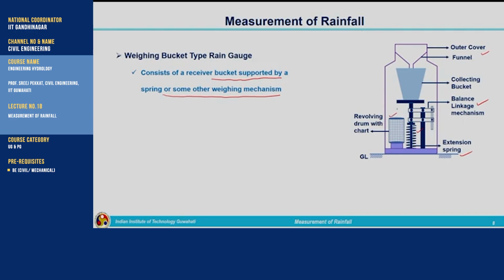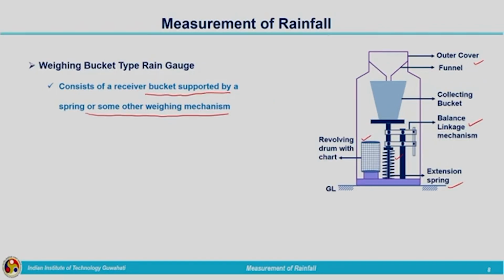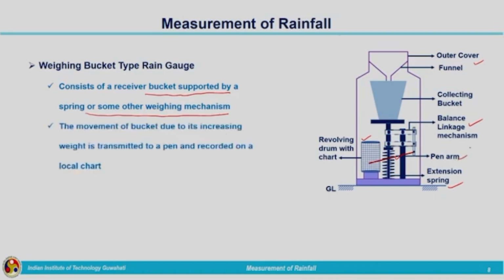This is a revolving drum, that is the cylindrical drum. On that, a chart is attached. On this chart the rainfall readings will be marked. Along with the balance linkage mechanism, a pen is attached, marked with the red color. This is the pen arm. When the rainfall is occurring, the movement of the bucket due to its increasing weight is transmitted to the pen and recorded on the chart.